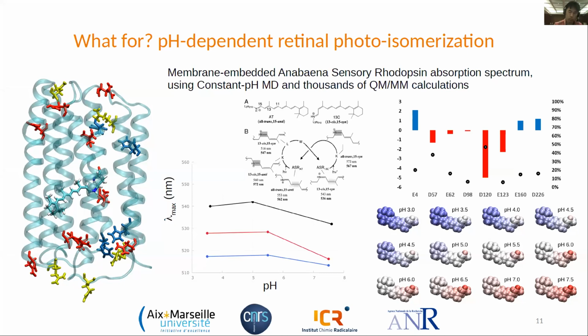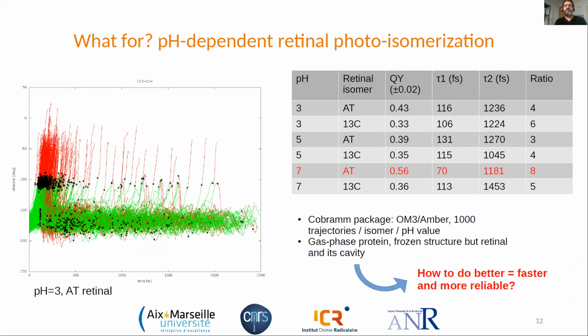Okay, so having this kind of model, can we really study the photodynamics of retinal inside that protein embedded in the membrane? So yes, we can. It's a really large effort that we have to deal with, because we were able to run these semi-classical molecular dynamics simulations for different isomers of retinal in the protein, for different pH values, taking into account the different initial protonation states of the protein.